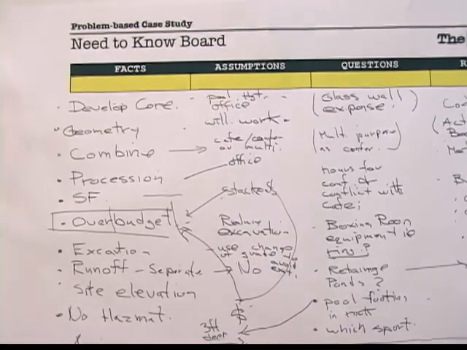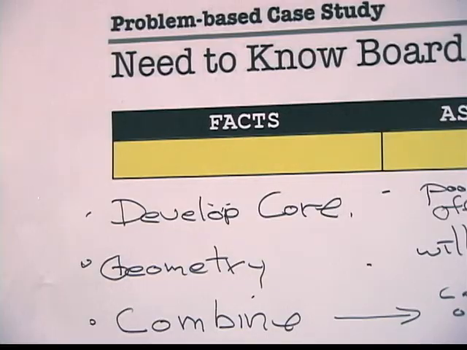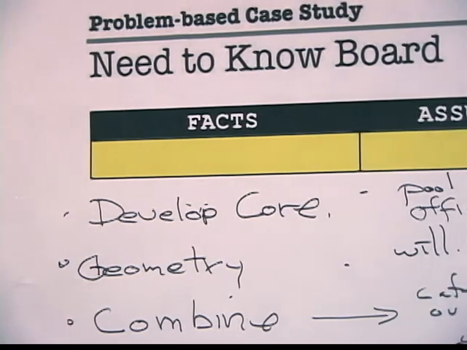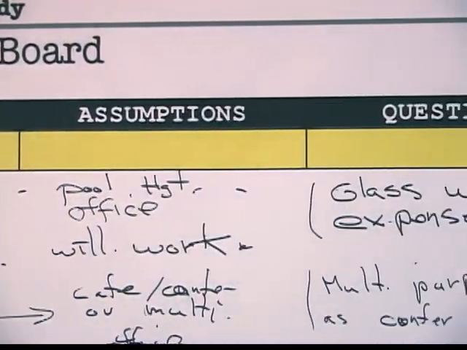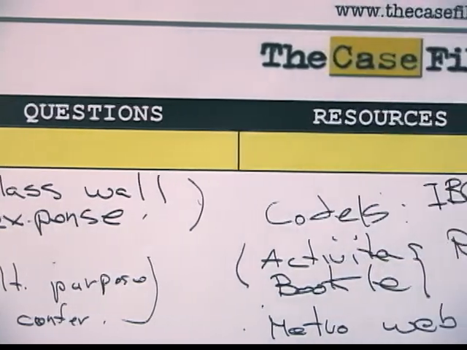The need to know board has a series of columns. The first column is facts. The second column is assumptions. The third column is questions. And the fourth column is resources.